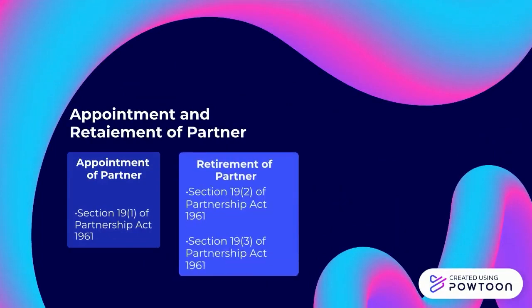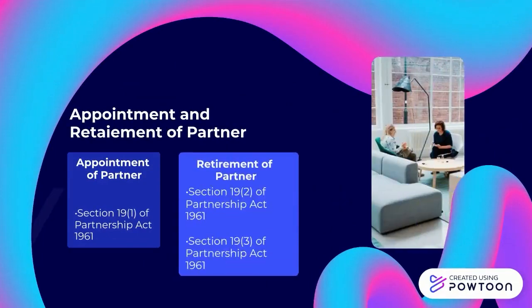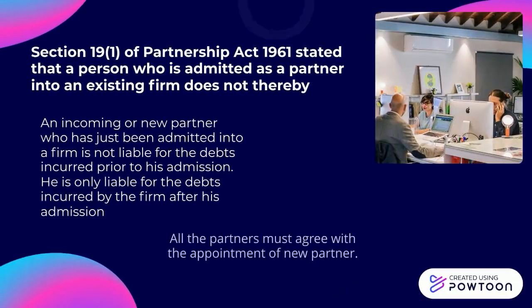Admission of partner. Section 19, Clause 1 of the Partnership Act 1961 states that a person who is admitted as a partner into an existing firm does not become liable to the creditors of the firm for anything done before he became a partner. An incoming or new partner who has just been admitted into a firm is not liable for debts incurred prior to his admission. He is only liable for the debts incurred by the firm after his admission. All the partners must agree with the appointment of a new partner.